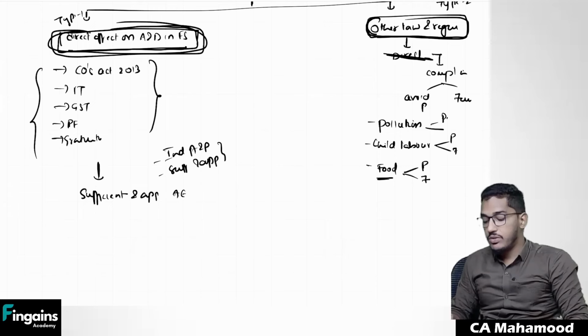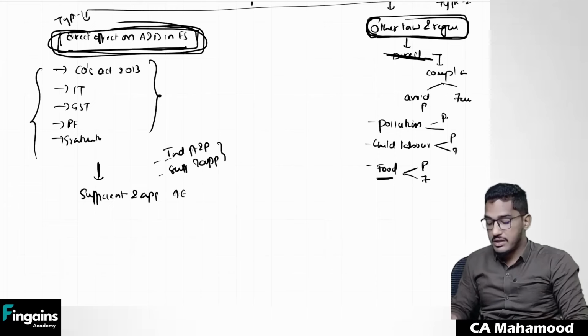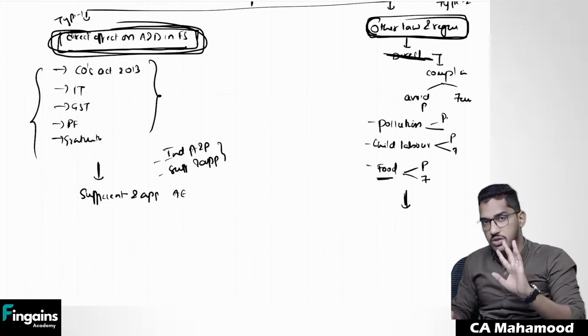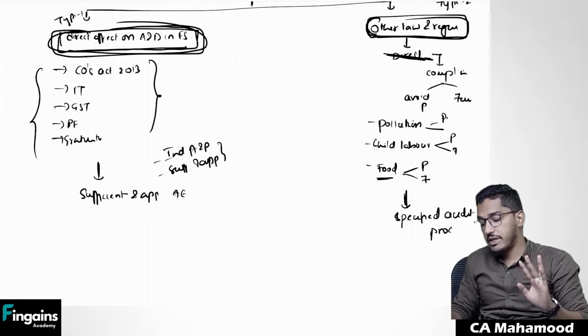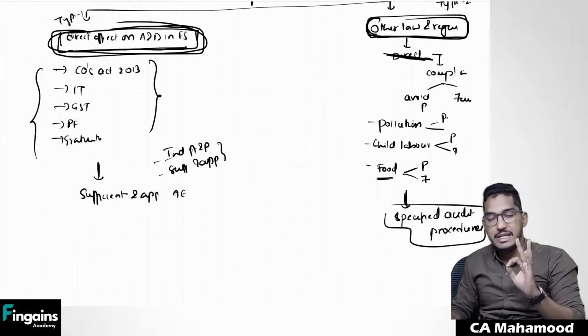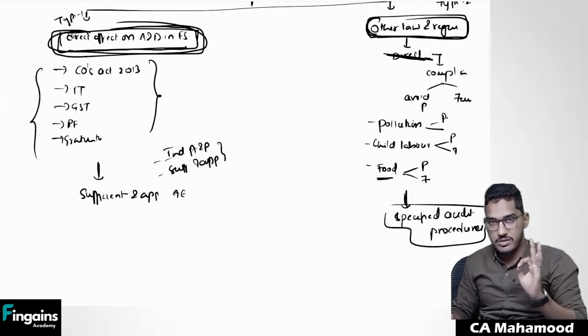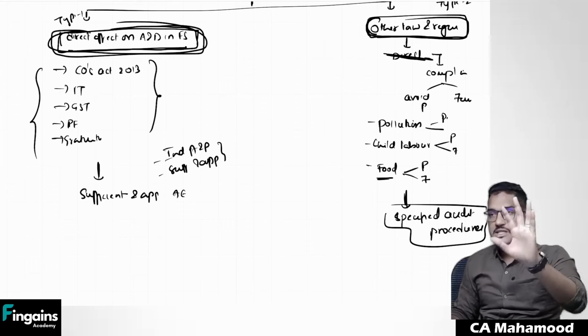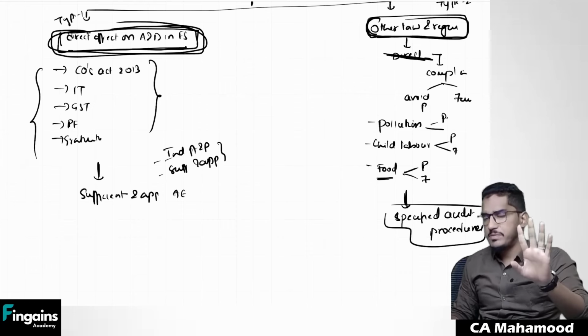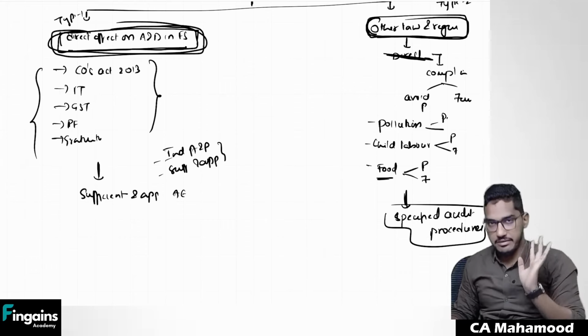Sir, what about type 2 laws and regulations? What about other laws and regulations? The standard told you need not perform in-depth audit procedures. You perform limited audit procedures, or specified audit procedures. So standard is telling we don't expect you to perform in-depth audit procedures regarding other laws and regulations. We will specify some 2-3 specific audit procedures. If you do that, it will be enough.